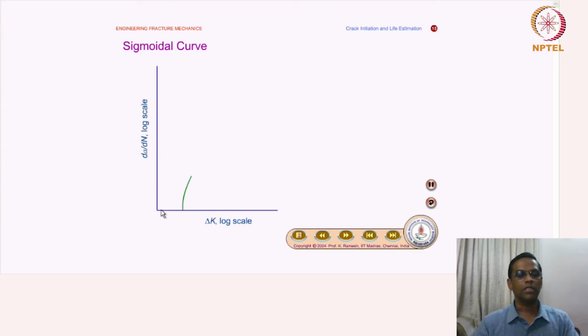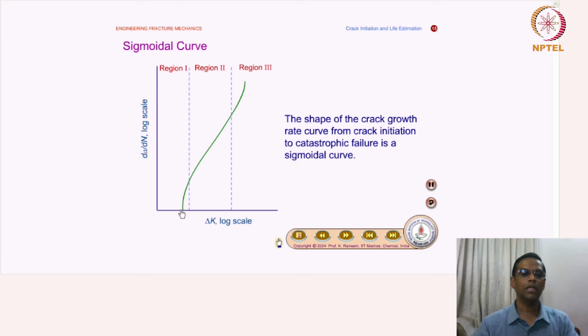Sigmoid curve. So this is a typical fatigue crack growth curve, dA by dN versus delta K in log scale. You can see that this curve is divided into three regions for its geometry. This is the delta K threshold, and this is region 1, and region 2 is a kind of a straight line. This is the crack growth region, region 2 and region 3. The shape of the crack growth rate curve from the crack initiation to catastrophic failure is a sigmoidal curve.